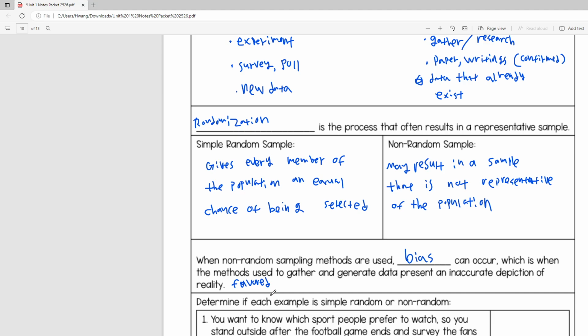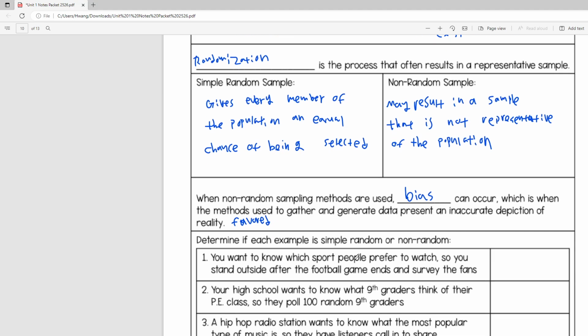If a bias occurs, then the data is favored. Then the whole entire research is not trustworthy, if I have to say. Then let's see how to differ between a random sample and a non-random sample.